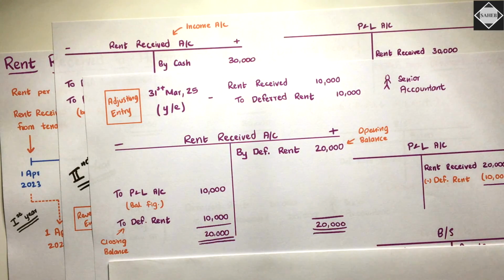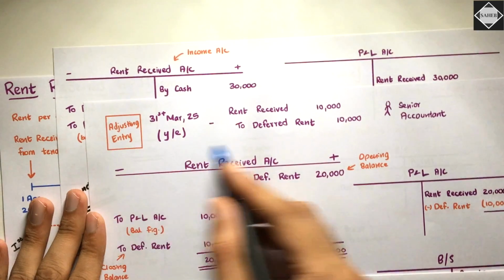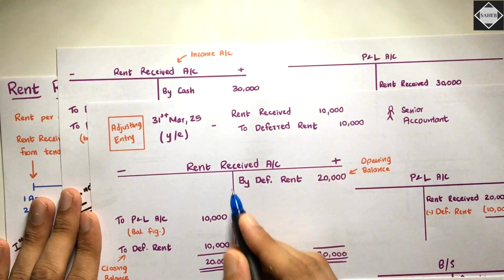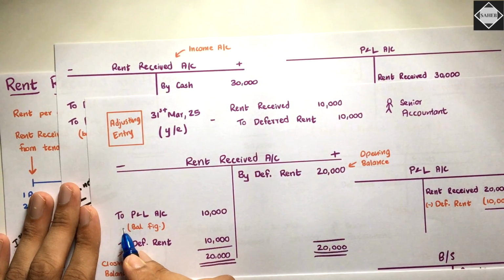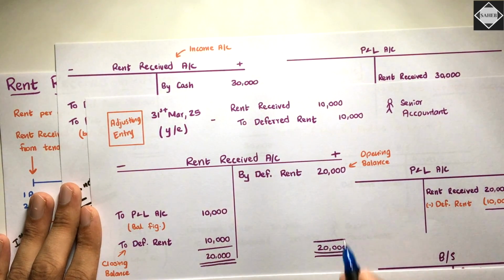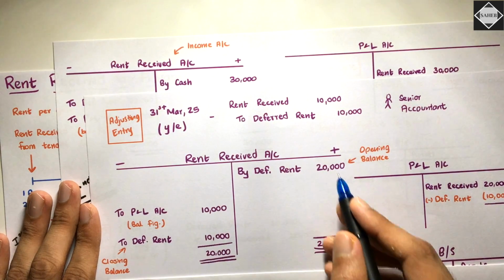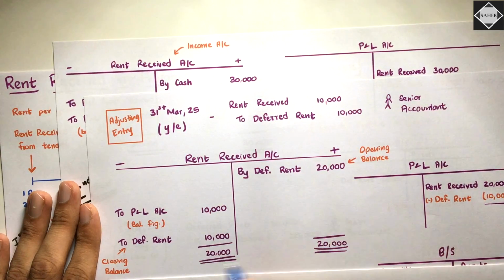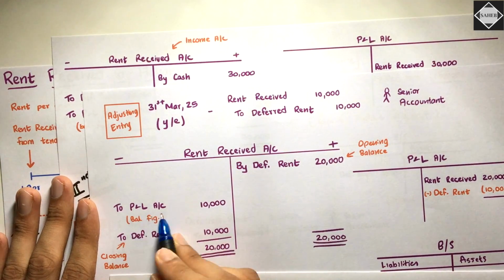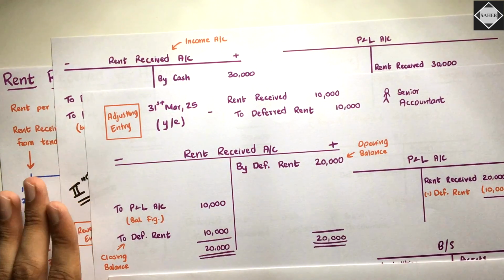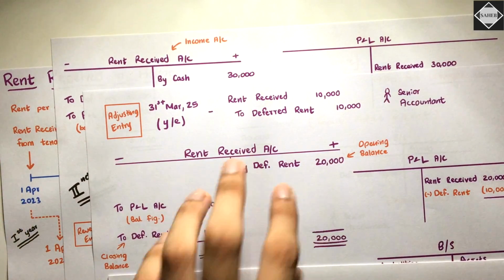Is that clear? Okay. So see, in the adjusting entry, rent received was debited because of deferred rent. Okay, this is the closing balance. And then see, the credit side is bigger, so 20,000 on both sides. 20,000 minus this 10,000, that's equal to 10,000 balance, which will hit the profit and loss account. Is that clear? Fine. So now what's the shortcut of preparing this?